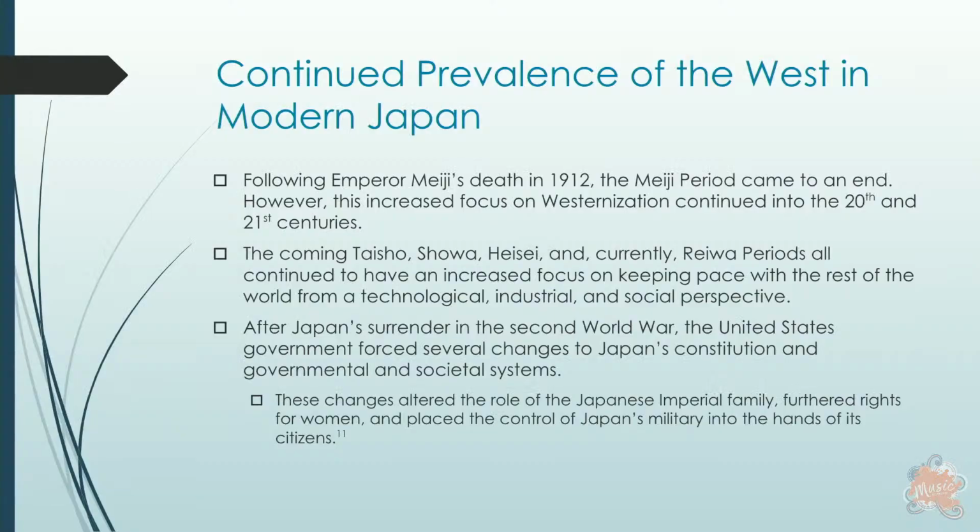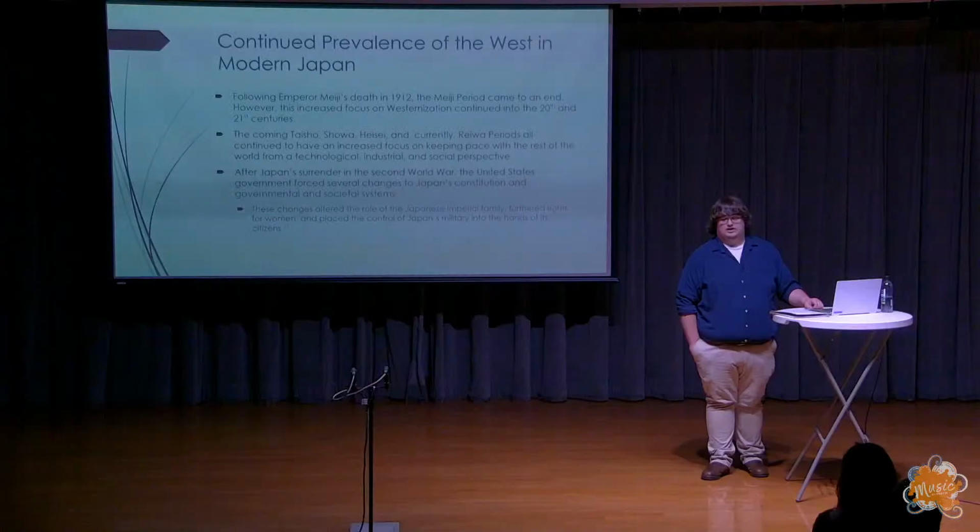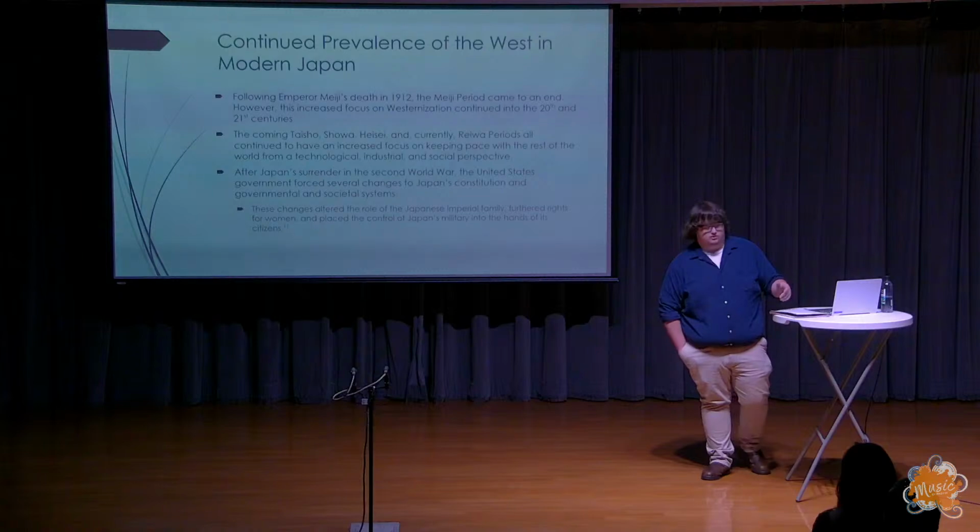Following Emperor Meiji's death in 1912, the Meiji period came to an end as we see the Taisho period start. The increased focus on Westernization that Meiji started, though, continued into the 20th century and 21st century. In these forthcoming periods, the Taisho, Showa, Heisei, and Reiwa periods continued to focus on keeping pace with the rest of the world, not only from an industrial perspective, but a social and technological one as well.